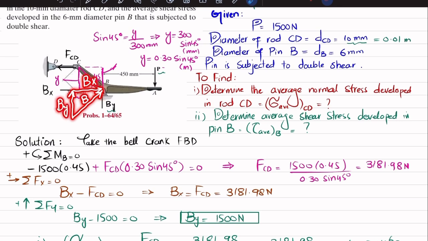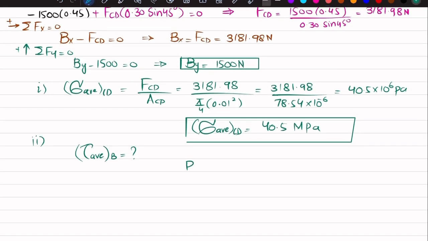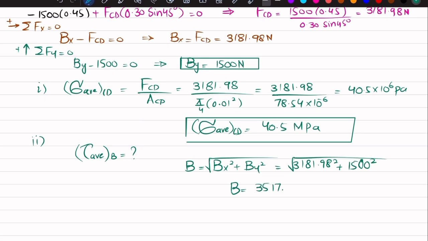Clear? So by using Pythagoras theorem, B will be equal to Bx square plus By square under the root. So we will calculate this B by using Pythagoras theorem. So B is equal to Bx square plus By square under the root. Put the value, Bx is 3181.98 square plus By is 1500 square under the root. So you will get this B will be equal to 3517.81 Newton. Now you have this B.